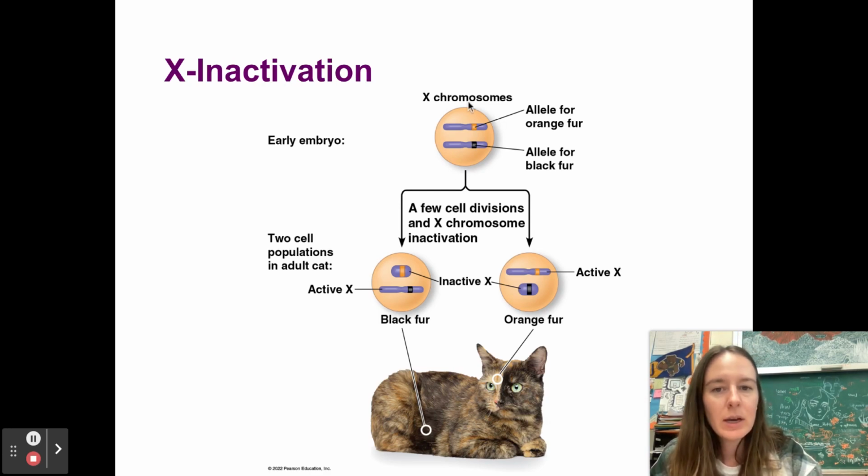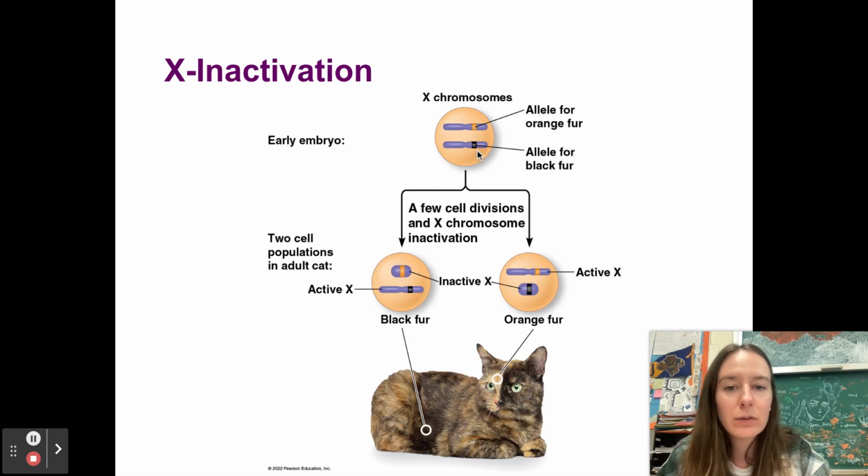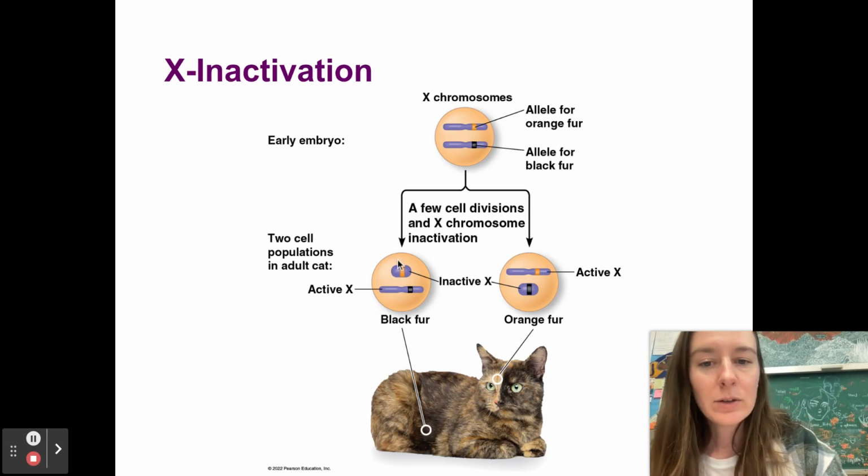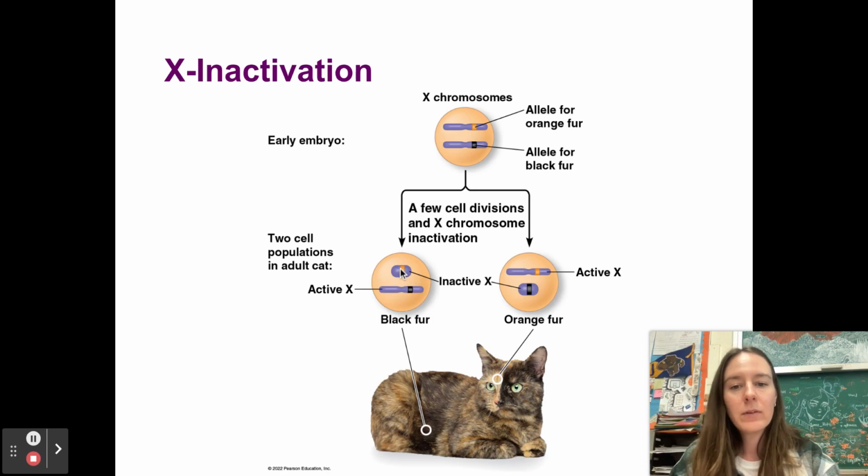And that's because when this embryo first began, when the sperm and egg combined, one parent donated the allele for the orange fur and one parent donated the allele for the black fur. After this zygote has formed, it's going to divide through mitosis and make a ball of cells, which will continue dividing.